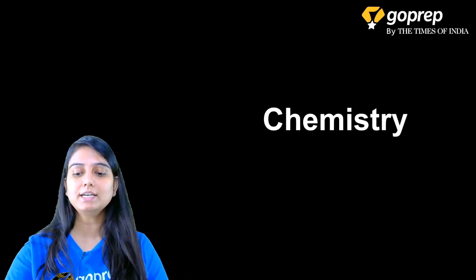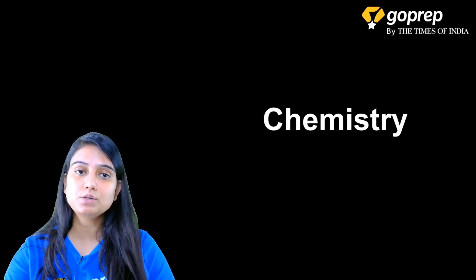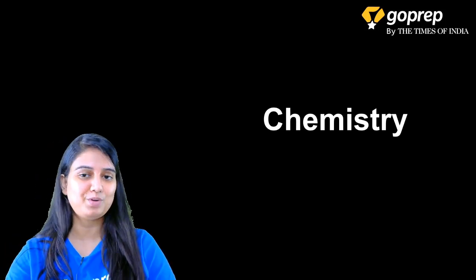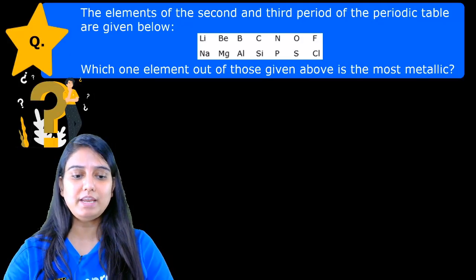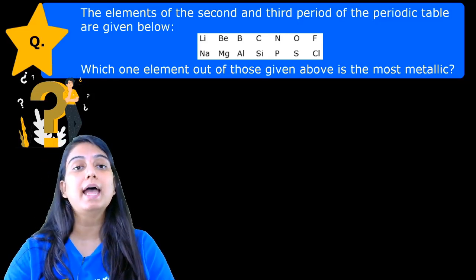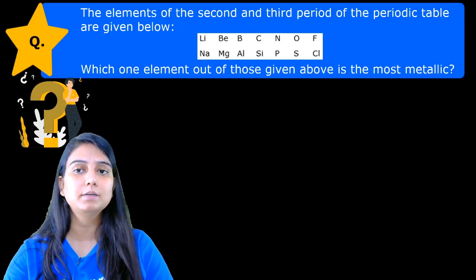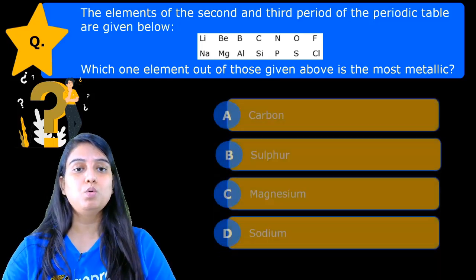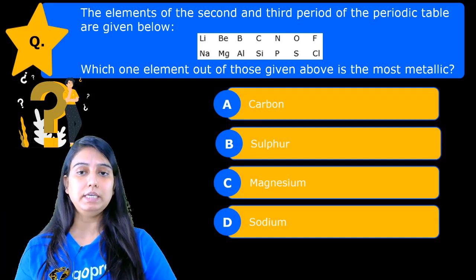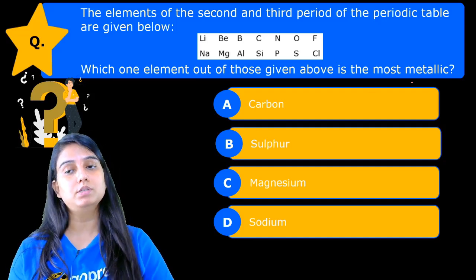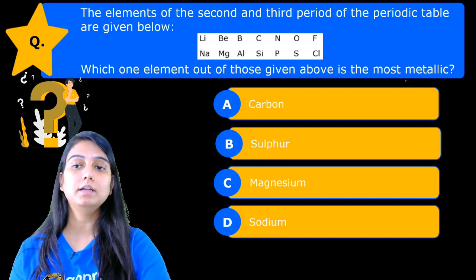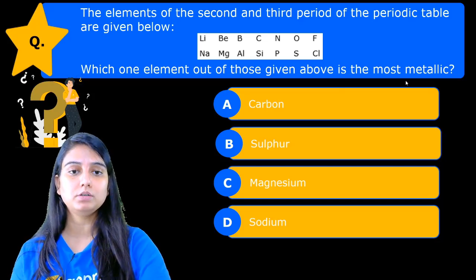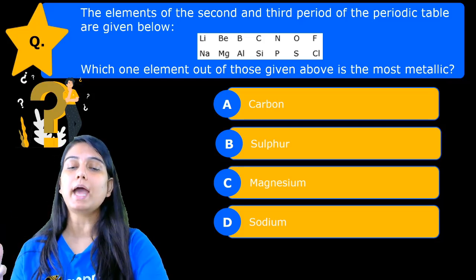So let's get started with the very first question with your chemistry teacher, that is me, Pragya Mishra. The very first question, dear students, is: the elements of the second and third period of the periodic table are given below. Which one element out of these given above is the most metallic in nature? We have to tell which element shows the most metallic character.